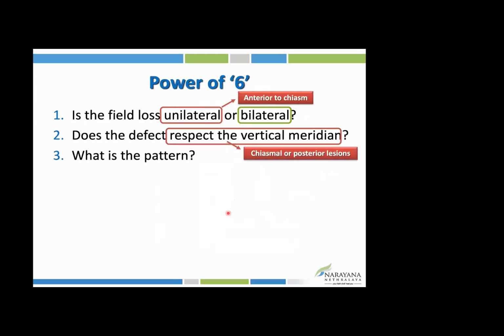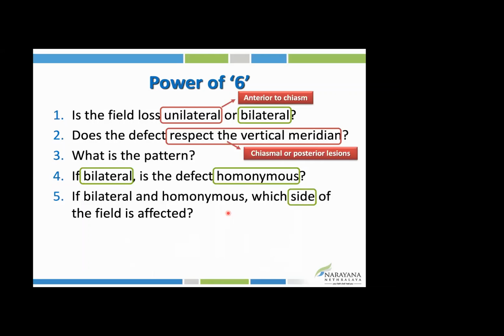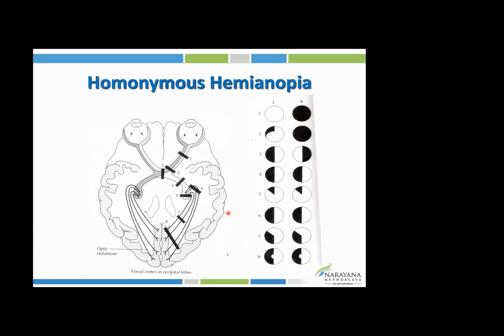Is the field bilateral? If it is bilateral, then we should find out whether it's homonymous. So what do you mean by homonymous? As you can see, it is the right side or temporal field of the right eye and the nasal field of the left eye. So this is what a homonymous field is. And if this is seen, it's mostly a posterior chiasmal lesion. And once you know it is homonymous bilateral, you should look at which side of the field is affected. Like for here, you will see classical homonymous field defects. And here you will see the posterior chiasmal involvement from 4 to 8.